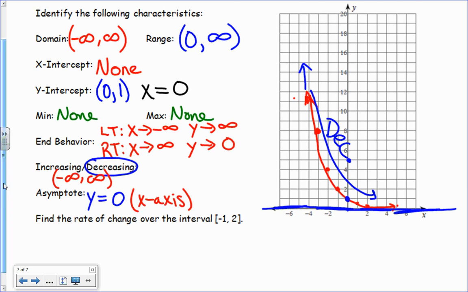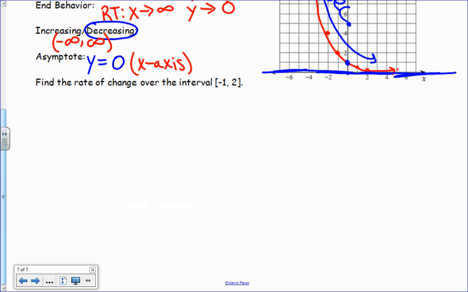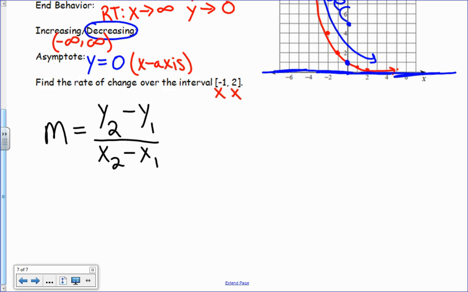Now the last thing it tells us to do at the bottom is find the rate of change over the interval -1 to 2. Remember, in interval notation, these numbers are x values. Your formula for rate of change is m equals y2 minus y1, or subtract the y's on top, over x2 minus x1. So since I know -1 and 2 are x values, I'd put them on the bottom, -1 minus 2. And the best thing to do here is to go back to the chart.